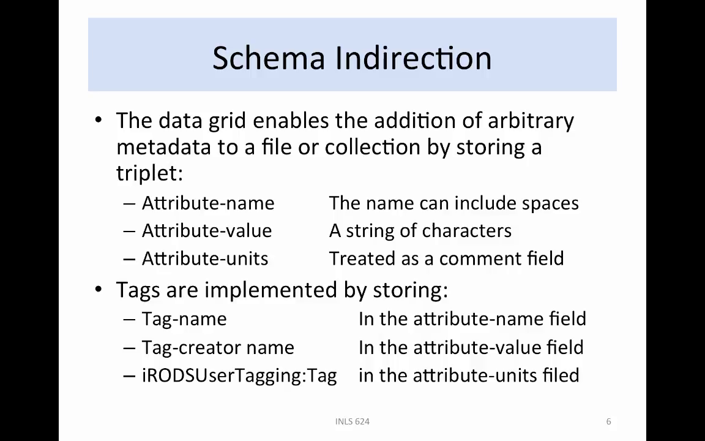It is possible to define tags. A tag is an attribute that does not have a value. To differentiate between metadata and tags, the system enters explicit strings in the attribute field and units field to denote a tag. The tag name is stored in the metadata attribute name. The system adds the tag creator name in the metadata attribute value. The system inserts iRODS user tagging :tag in the units field.